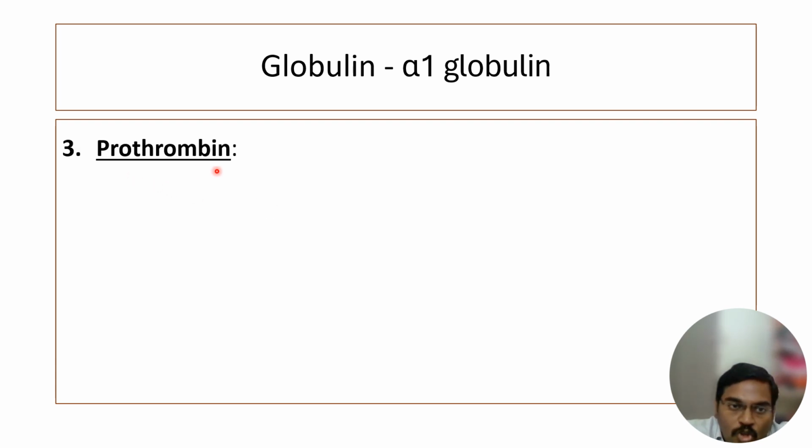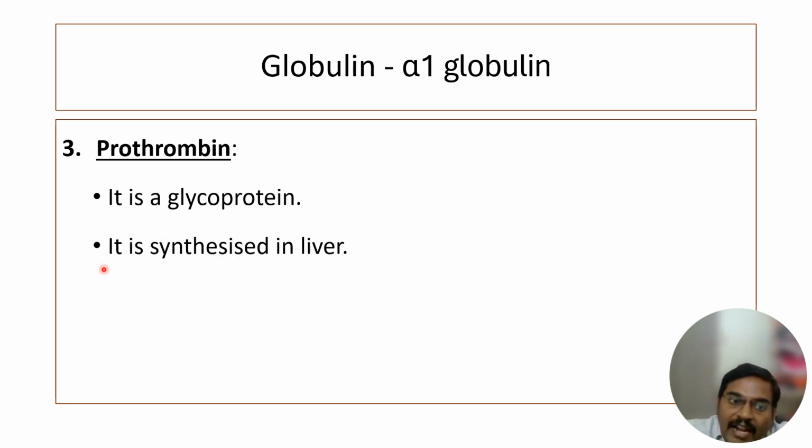Next, coming to prothrombin. Here also you are going to write that prothrombin is a glycoprotein and it is synthesized in liver. What is the function of prothrombin? It is involved in clot formation. You will read in detail in physiology that prothrombin gets converted to thrombin, and thrombin is going to convert fibrinogen to fibrin, which forms a mesh on which the platelets will be trapped, resulting in clot formation.